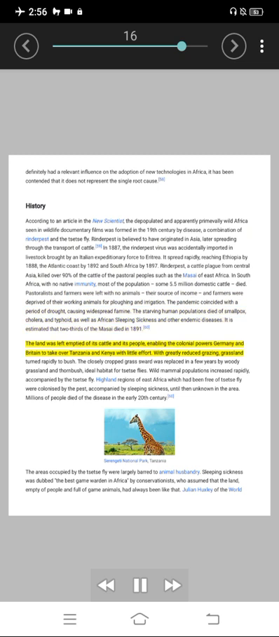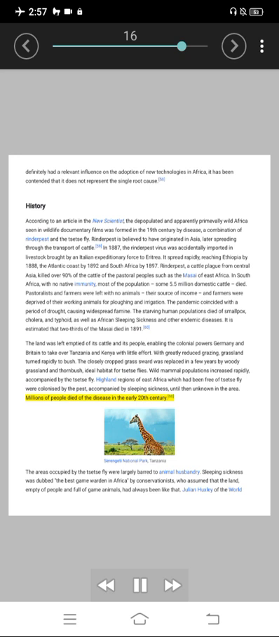The land was left emptied of its cattle and its people, enabling the colonial powers Germany and Britain to take over Tanzania and Kenya with little effort. With greatly reduced grazing, grassland turned rapidly to bush. The closely cropped grass sward was replaced in a few years by woody grassland and thornbush, ideal habitat for tsetse flies. Wild mammal populations increased rapidly, accompanied by the tsetse fly. Highland regions of East Africa which had been free of tsetse fly were colonized by the pest, accompanied by sleeping sickness, until then unknown in the area. Millions of people died of the disease in the early 20th century.